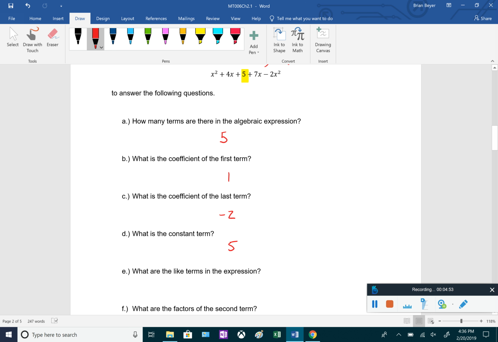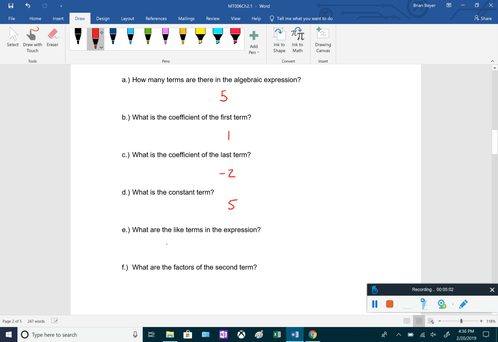Next one, what are the like terms in the expression? So like terms we have, for the first one, the first term is x squared, the last term is negative 2x squared. So that's going to be x squared and negative 2x squared are like terms.